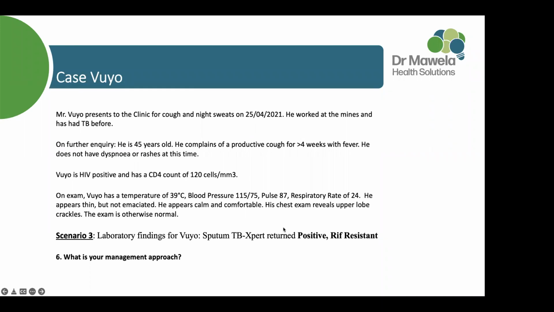So now here's scenario 3. Vuyo is back as the TB GeneXpert result comes back and the result is positive, and the rifampicin now is resistant. So he's got rifampicin-resistant TB. What would be your management approach? What do the guidelines say? How do you manage a patient who's got a positive GeneXpert result and is rifampicin resistant?